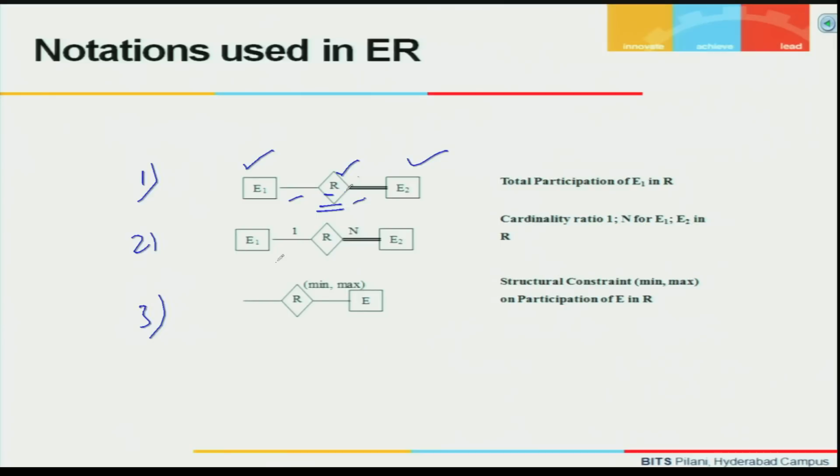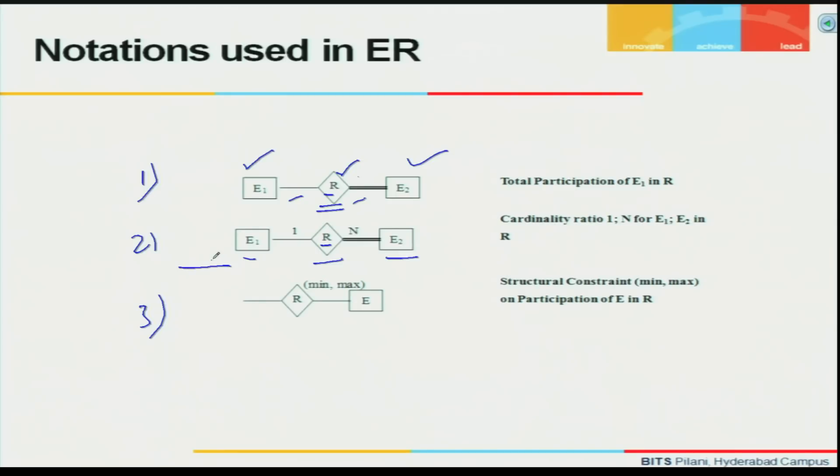Cardinality means: now we have E1 and E2, which are entity types involved in relationship R. How can I read this cardinality? Each entity of type E1 is associated with one or more entities of type E2. That is the meaning. That is how we need to read or understand the cardinality.